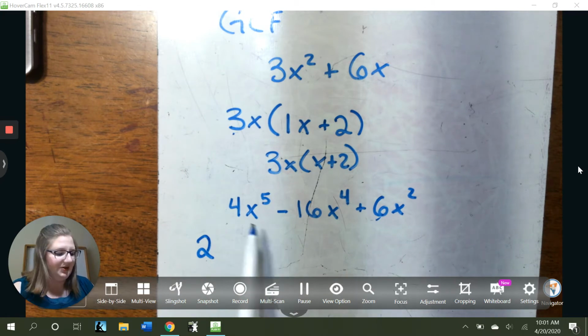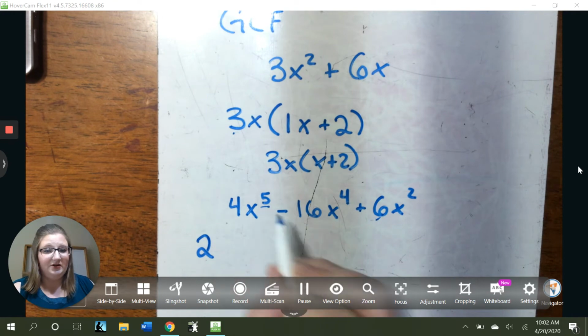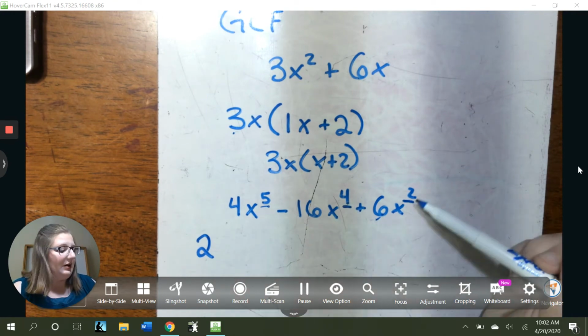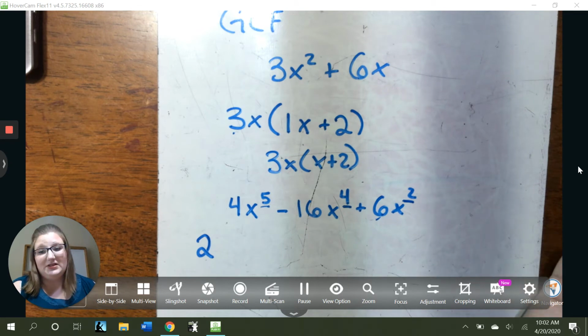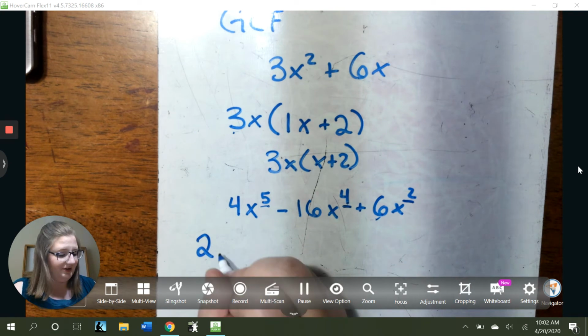Next, we look at our variables. We've got an x to the 5th, x to the 4th, and x squared. So we want to take out as many x's as we can. So we're looking for the power of x that we could factor out. We can always factor out that lowest power of x from every single term. So we're going to factor out x squared.